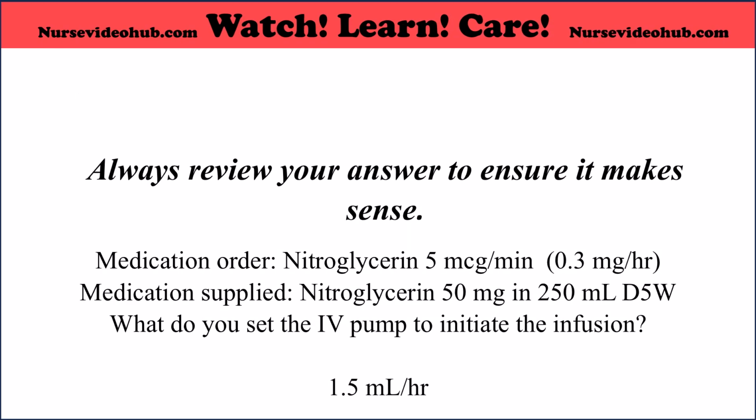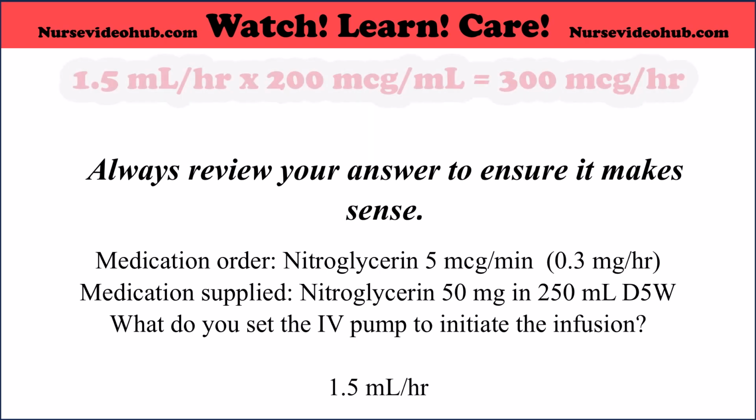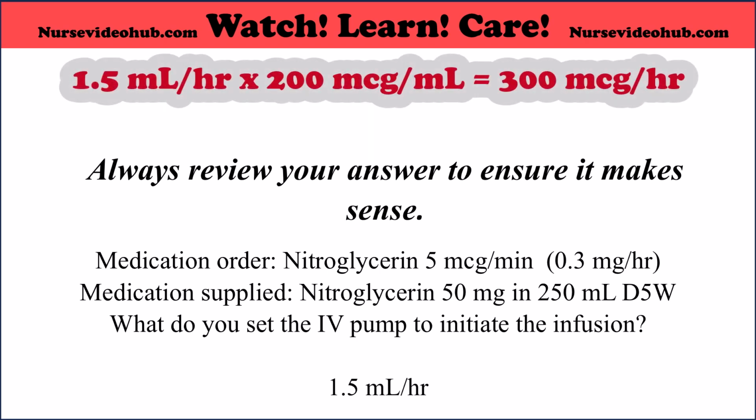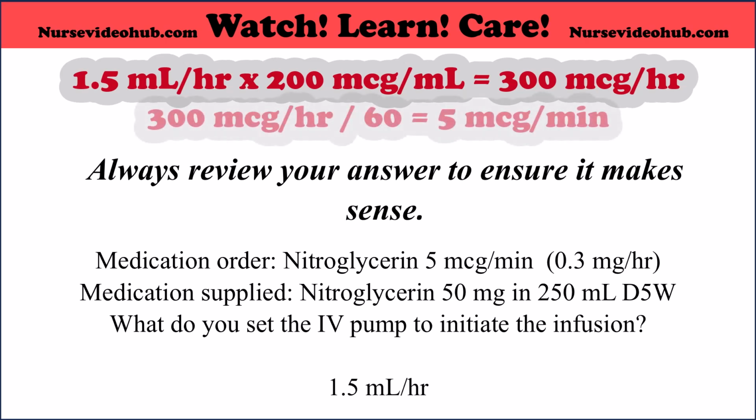And the reverse method is a little more complicated here. Multiply 1.5 milliliters per hour, the amount to be administered, by 200 micrograms per milliliter, the concentration available based on 50 milligrams divided by 250 milliliters divided by 1,000, which equals 200 micrograms per milliliter, which equals 300 micrograms per hour. Convert the 300 micrograms per hour to micrograms per minute by dividing by 60 to obtain the prescribed dose of 5 micrograms per minute.